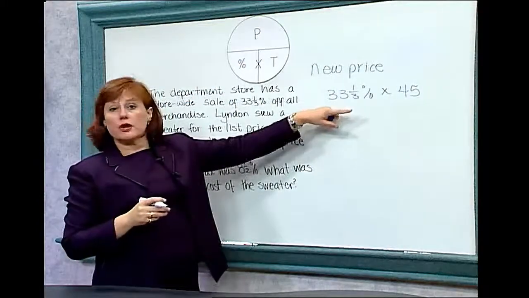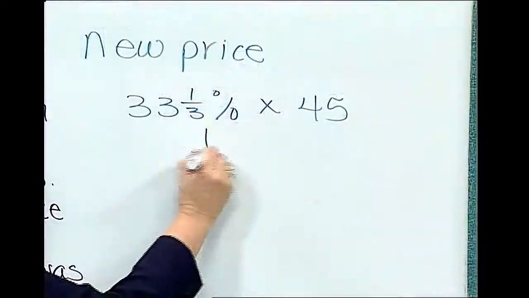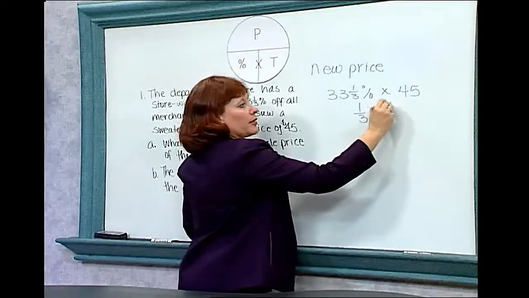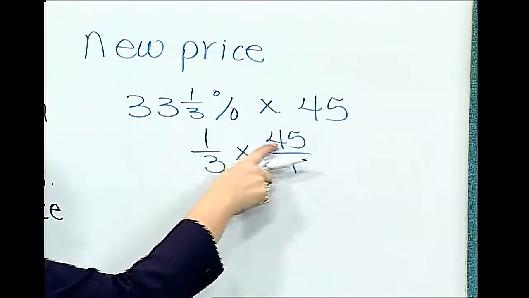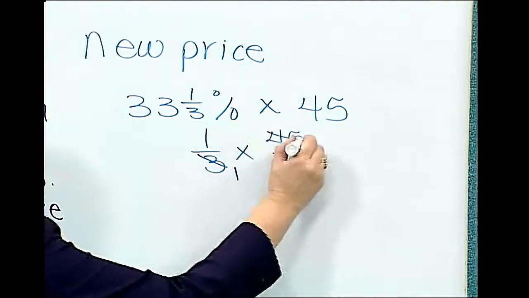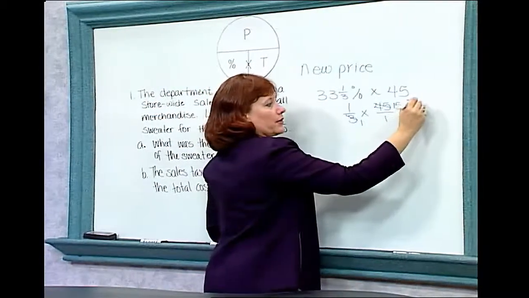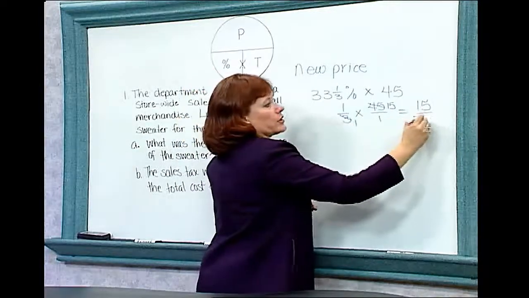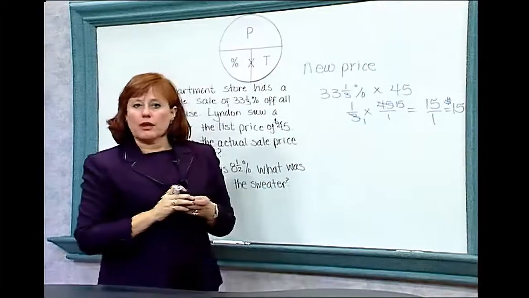A quick way to do this problem is to know that 33.33% changes to the fraction 1/3. I'm going to multiply that by 45 by placing 45 over 1. I know that I can reduce both of these terms by a factor of 3. I'll divide 3 by 3 and divide 45 by 3. When I multiply, I'm going to get 1 times 15, which is 15, over 1 times 1, which is 1, or $15.